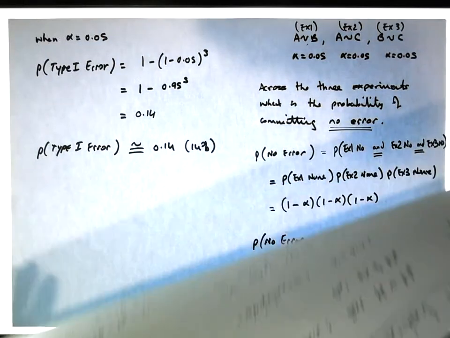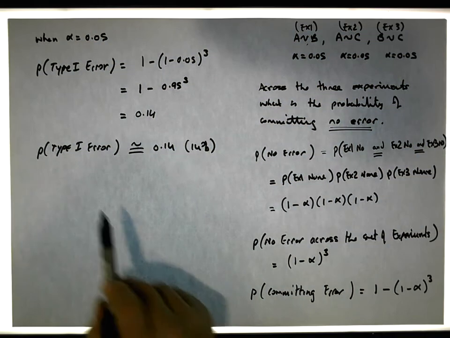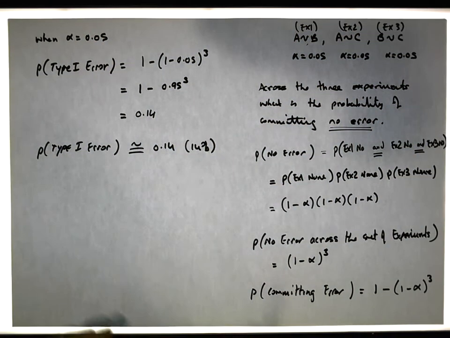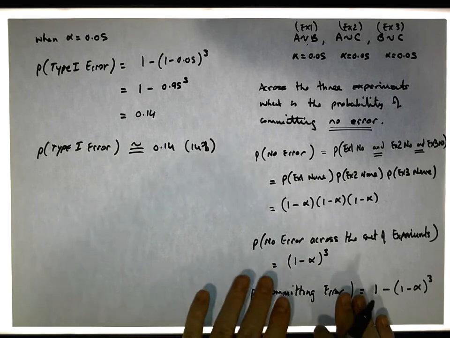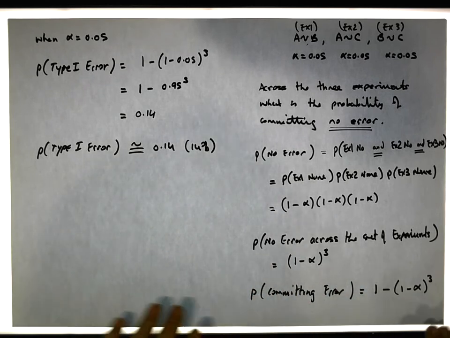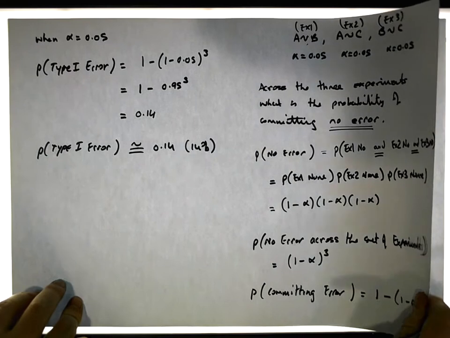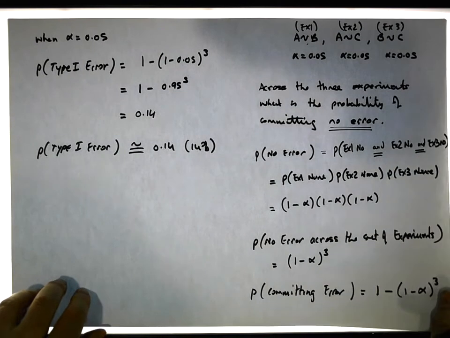Experiments, okay, committing an error across all experiments actually explodes up to about 14%. So what we can develop here now is a generic formula. Okay, so we can develop a generic formula. You can actually see, I believe, let's just say here, so let's say our generic formula.